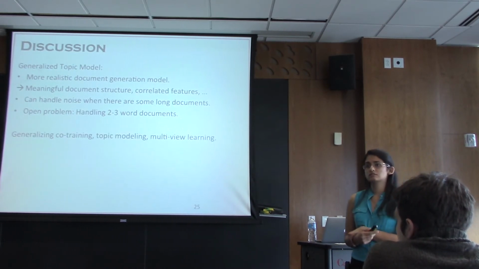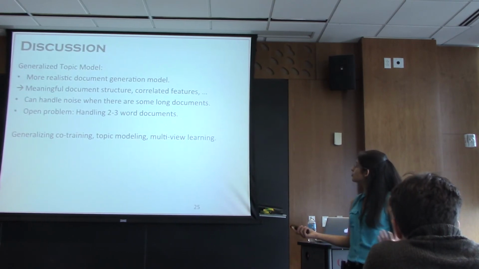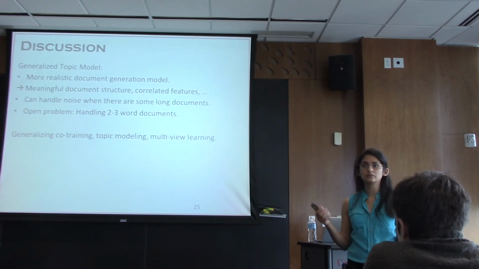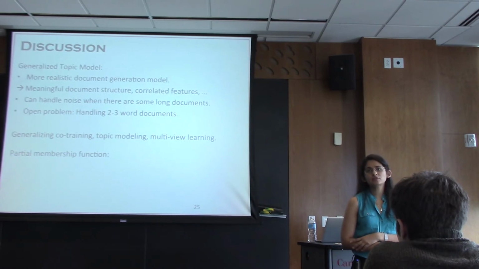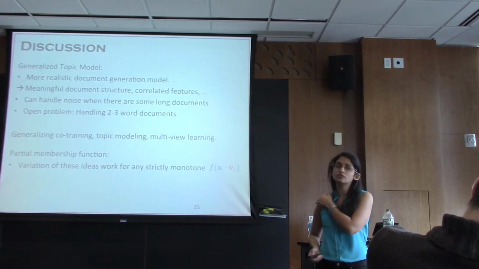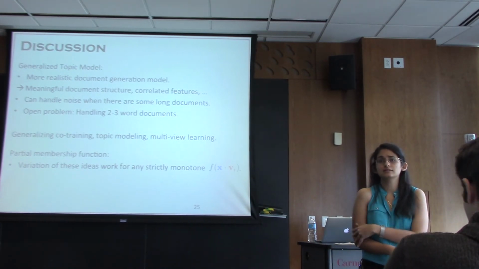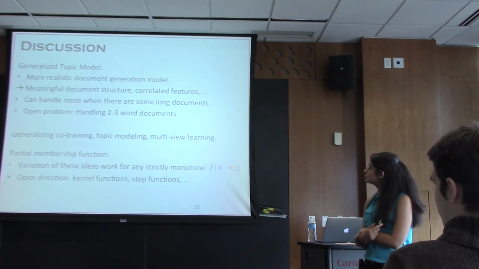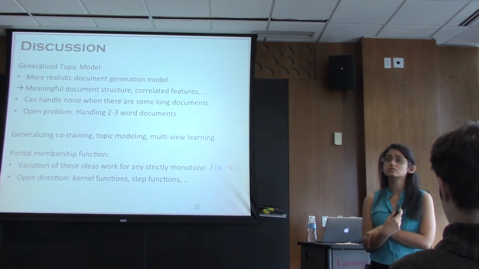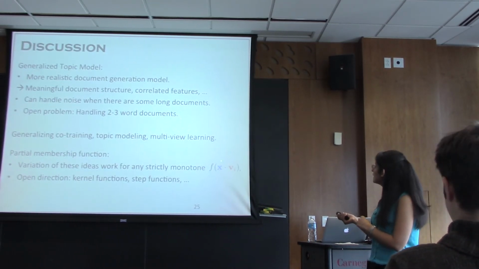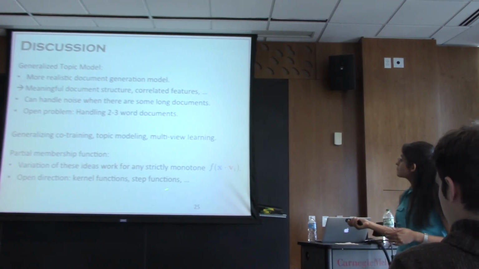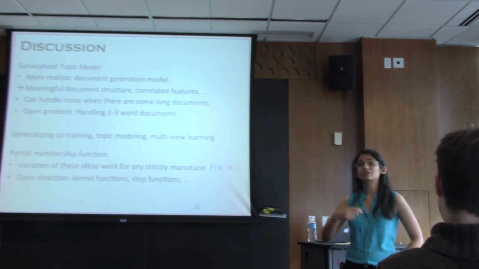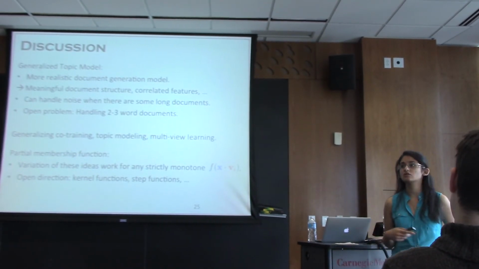More generally, we showed that this framework is a generalization of co-training that relates co-training, multi-view learning and topic modeling all together. And even for partial membership, that function f that we talked about, the function of the dot product, we showed how we can deal with it when it's the identity. In fact, we can show similar ideas work when f is just a monotone function. But going forward, there are also interesting open directions coming from machine learning: what happens if f was a kernel function? Or what if it was a step function? When it's a step function and it's just binary classification, that's the co-training setting. But what if k is greater than 2? These are all very interesting questions that are left open.